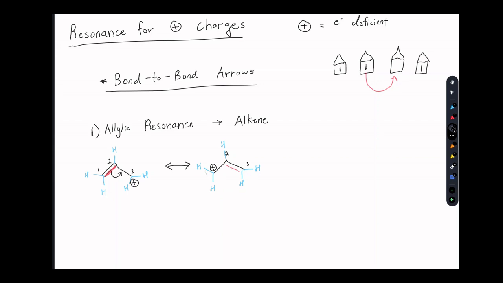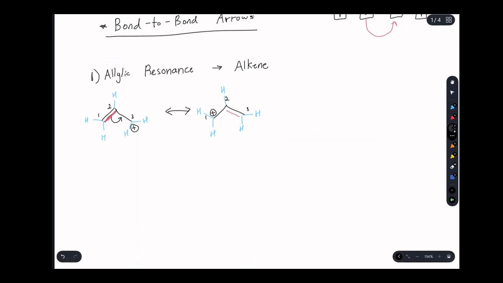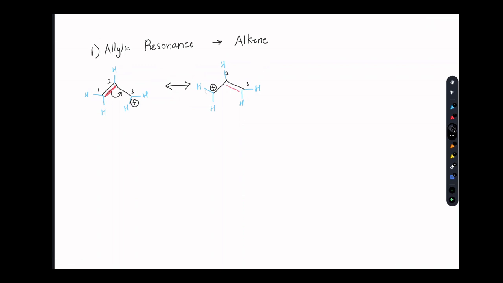Resonance can seem overwhelming at first, but when you notice a lot of these trends, you'll see that there isn't actually that many types of resonance. And when you're dealing with a positive charge, this bond-to-bond idea may be very helpful. So what we have now is 2 equally stable resonance forms. They both have a positive charge, a carbocation. This form is on the 3rd carbon, and for the form over here, it's on the 1st carbon.